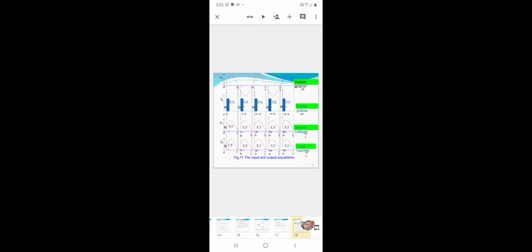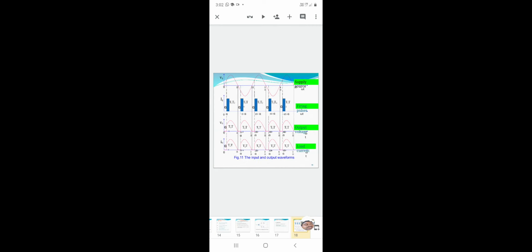During pi to pi plus alpha, the thyristor does not conduct. The voltage drops across the SCR. So in this time interval, the SCR does not conduct.